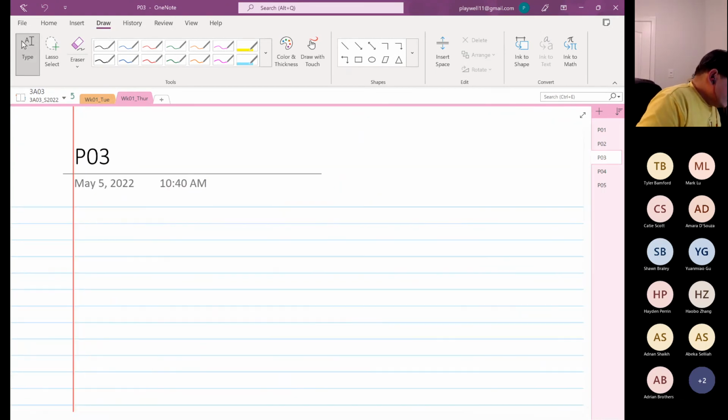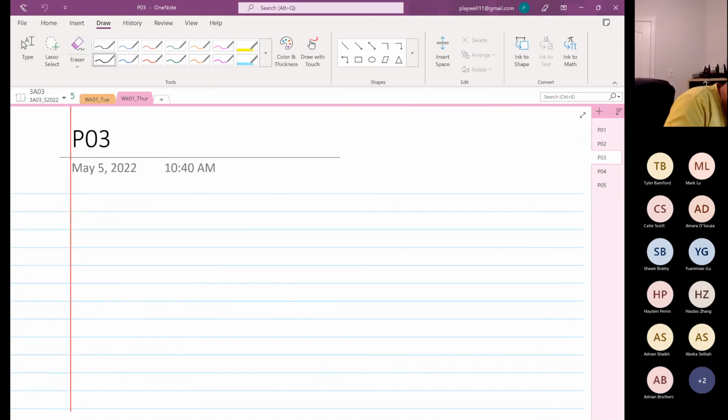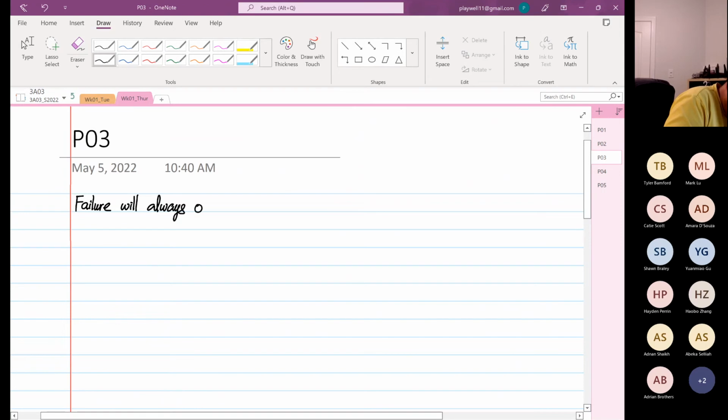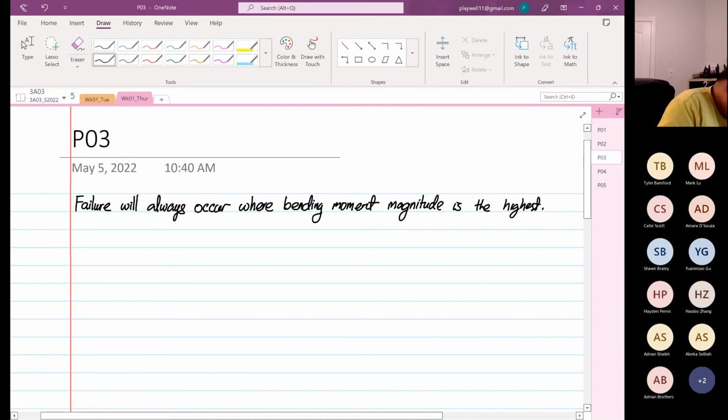Failure will always occur where bending moment magnitude is the highest. Okay, where bending moment magnitude is the highest.